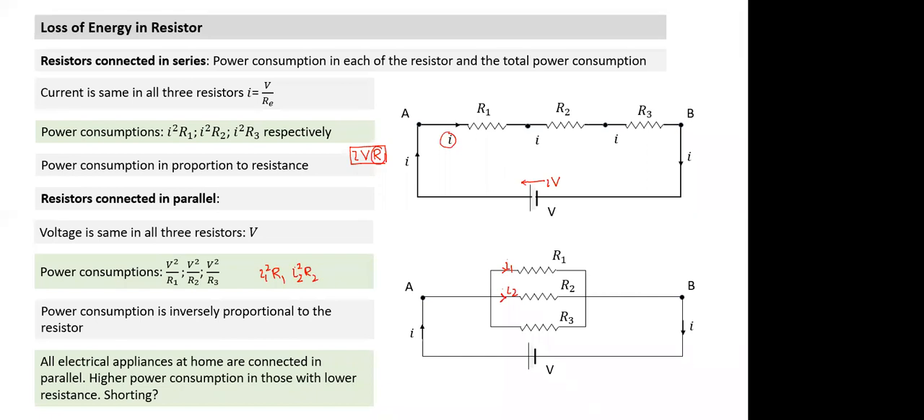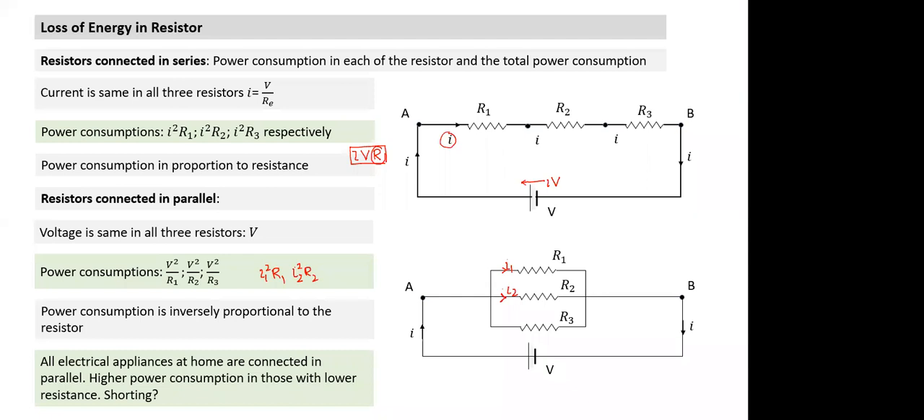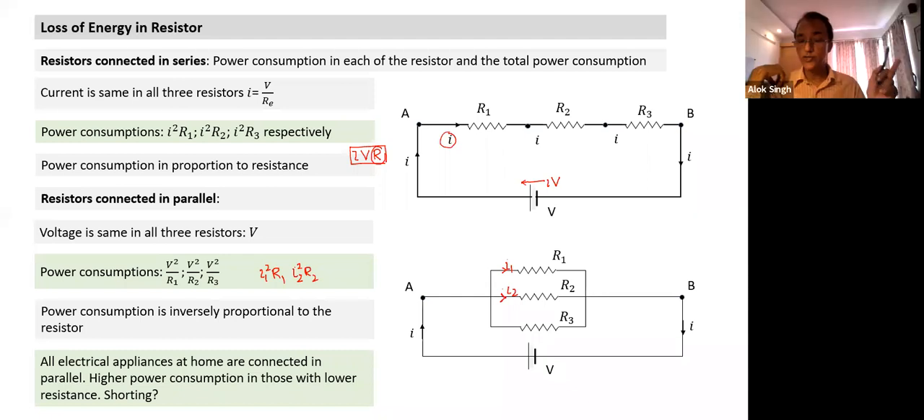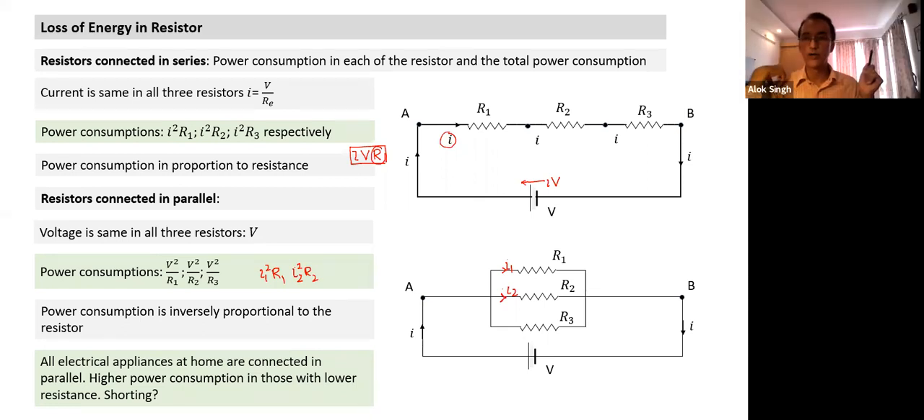So one which has higher power consumption will have lower resistance or higher resistance? Lower resistance consumes higher power, since power is inversely proportional to resistance. So suppose we take a geyser. A geyser may have a rating of 1.5 kilowatts, so high power. What kind of resistance does the geyser have, high or low? It has low resistance. Resistance is low, so what will happen? The current flowing in the geyser will be high.